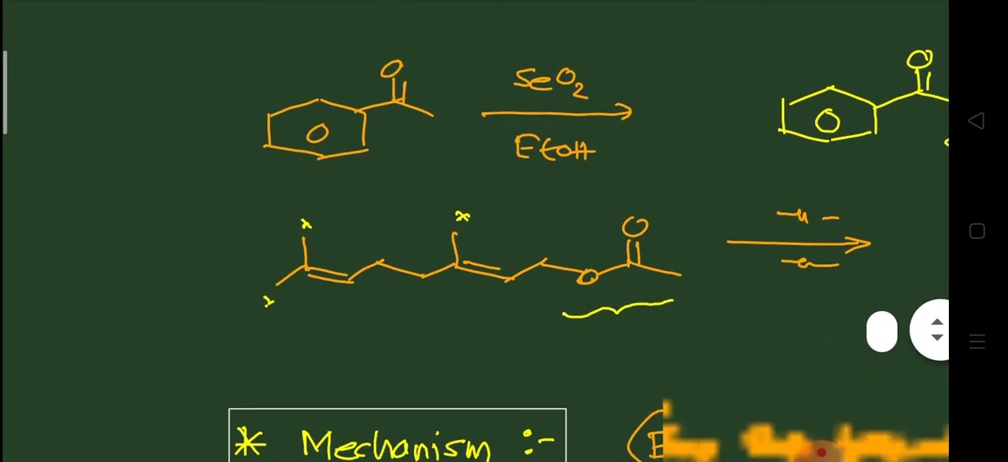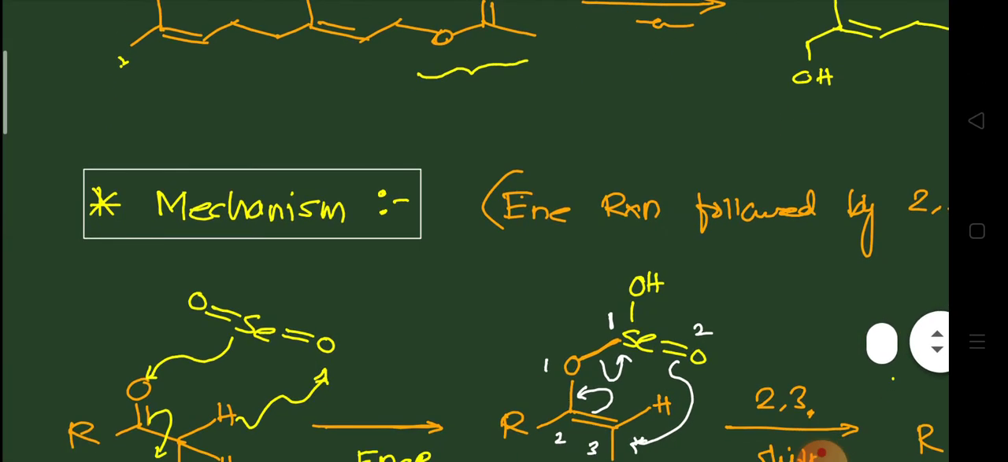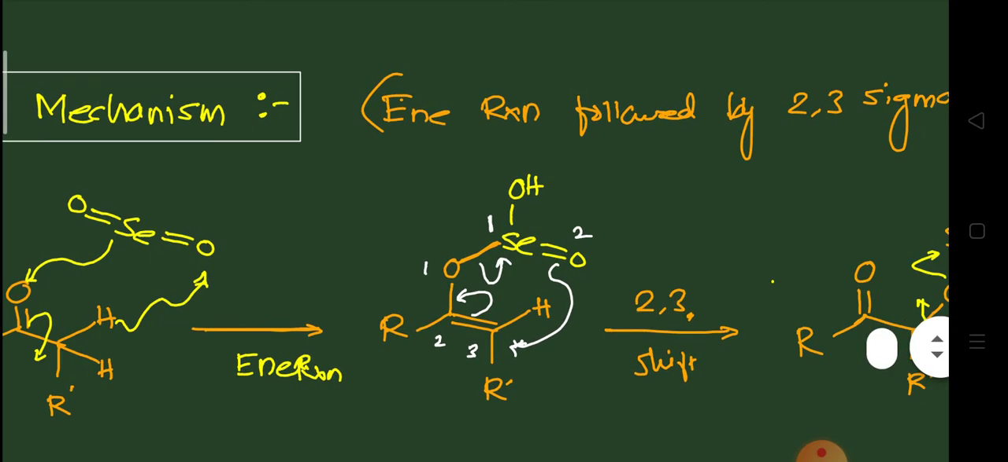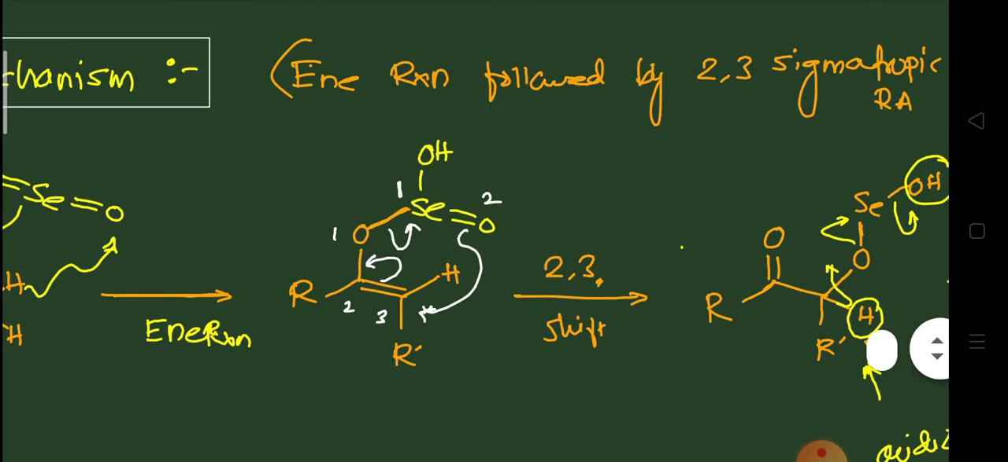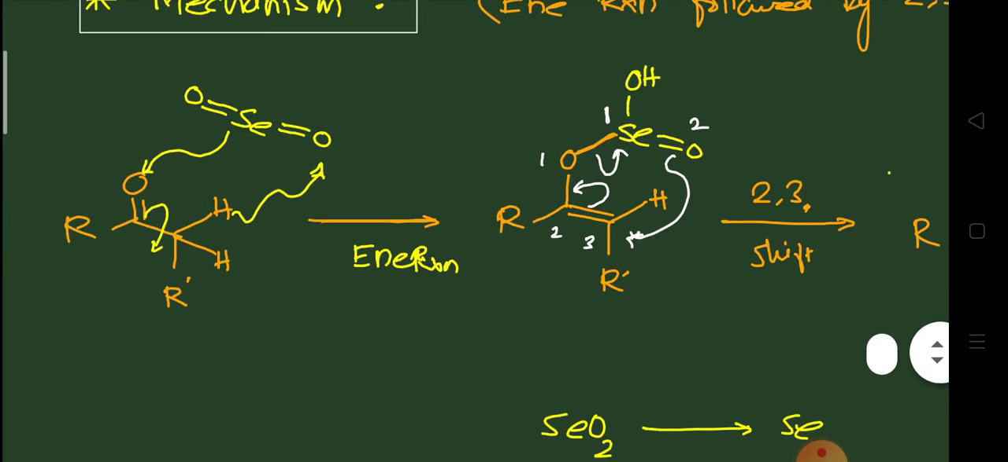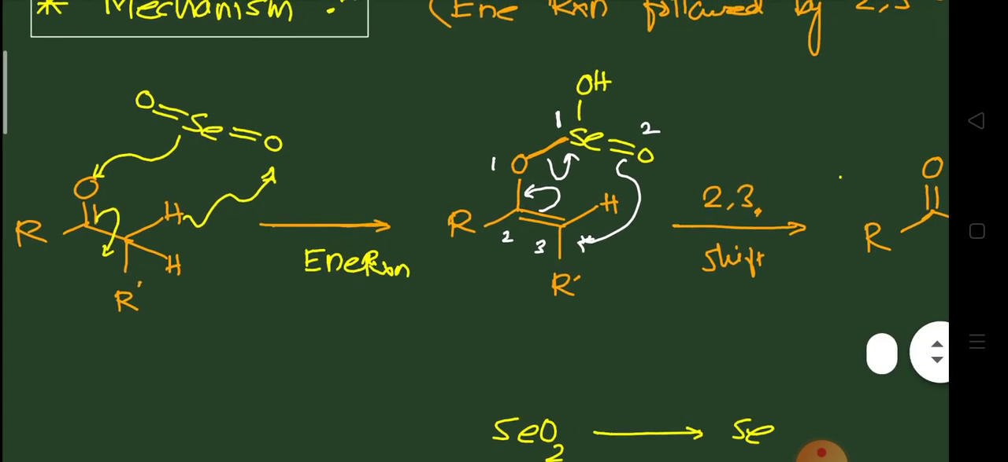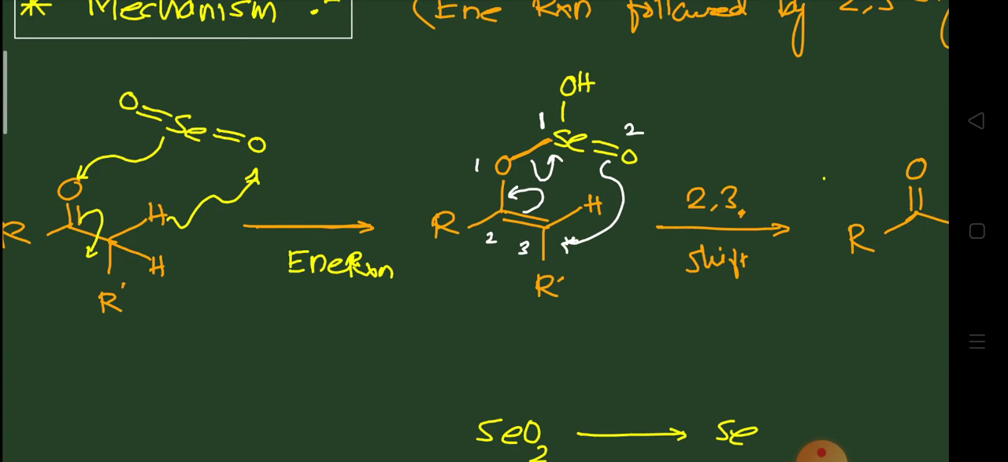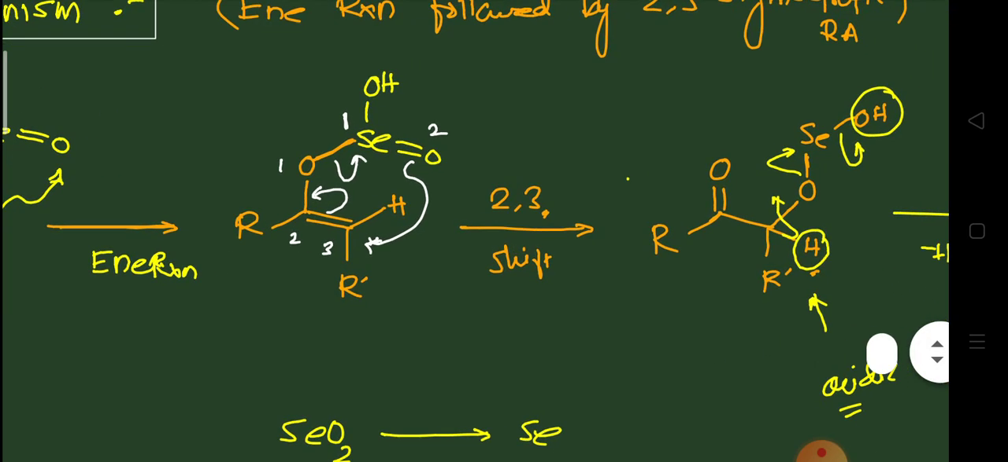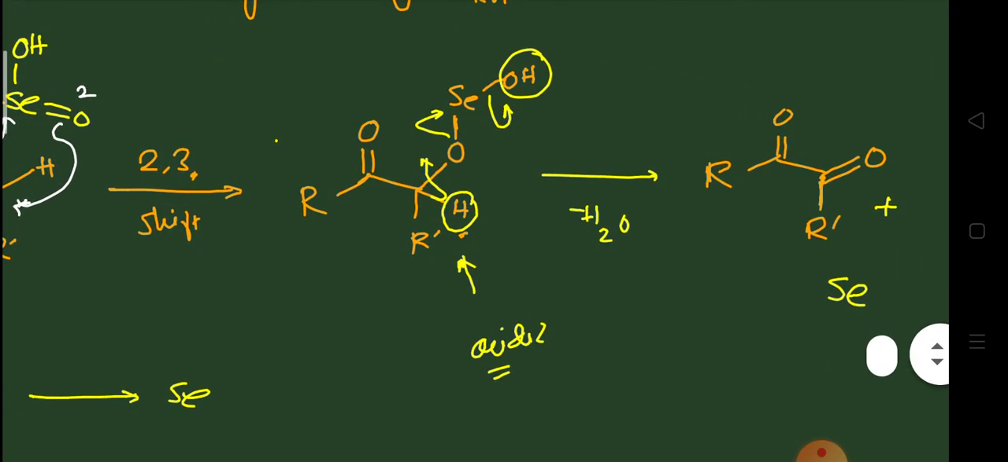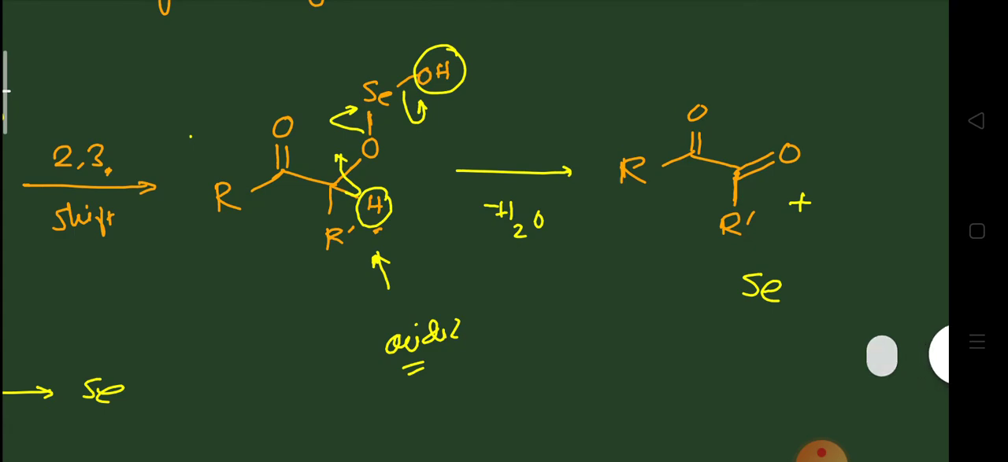So, what are the applications of this reagent? The second application is carbonyl compound to 1,2 dicarbonyl system. Again the mechanism is the same, an ene reaction followed by a 2,3 sigmatropic shift. First, transfer of the allylic hydrogen or the active hydrogen toward the unsaturation and formation of that bond, you get this type of compound, and then the 2,3 sigmatropic shift will release the water, and finally we get the 1,2 dicarbonyl compound.